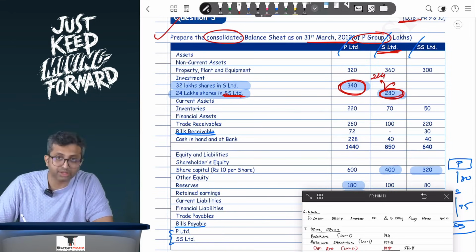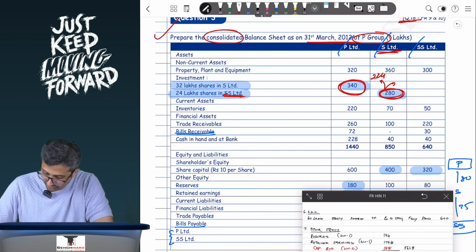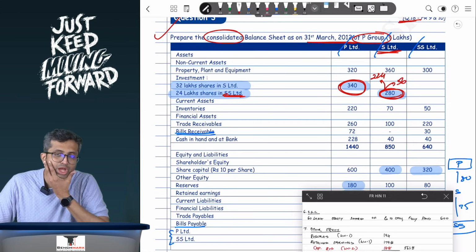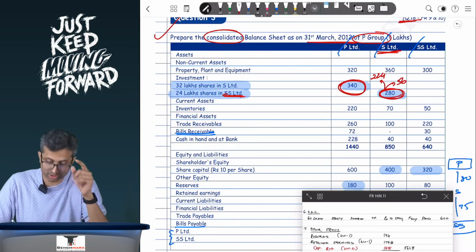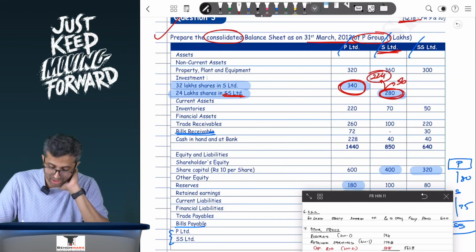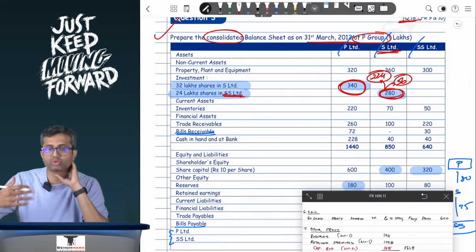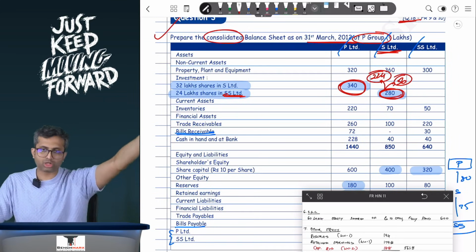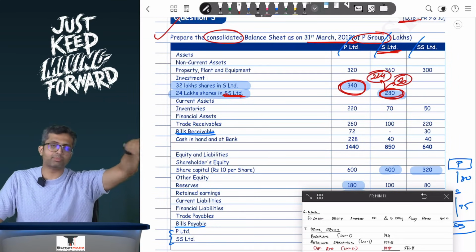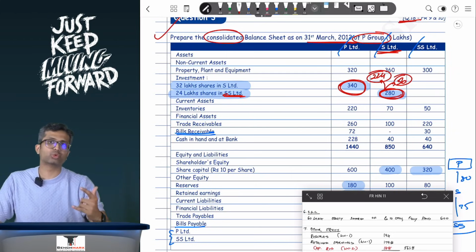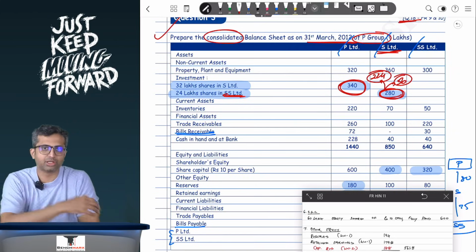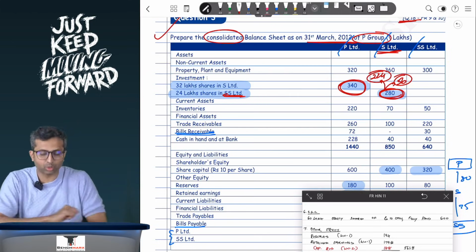This 224 is attributable to the parent, whereas the remaining 56 is attributable to NCI. So the elimination entry in the cost of control will be 224 for investment, and 56 will be deducted. The entry will be: cost of control account debit 224, NCI account debit 56, to investment 280. So NCI will be debited. You will reduce the NCI by 56, and investment attributable in the cost of control will be around 224.